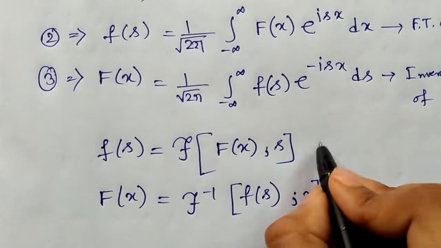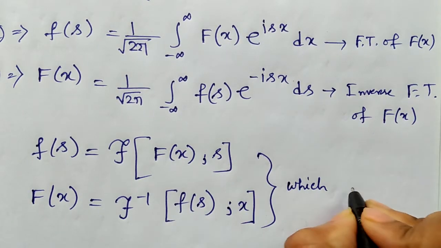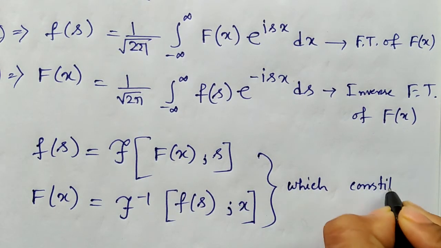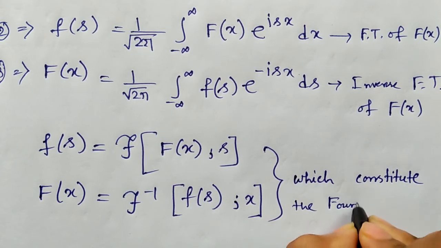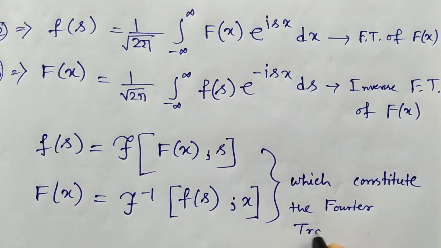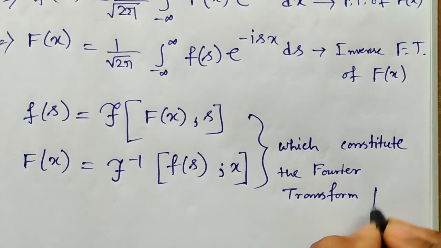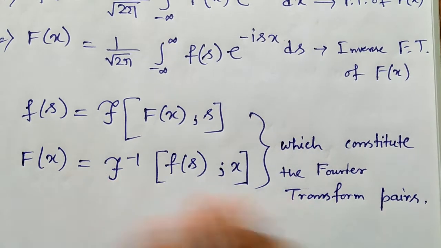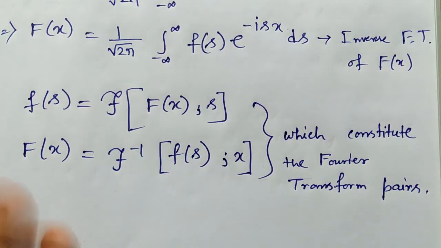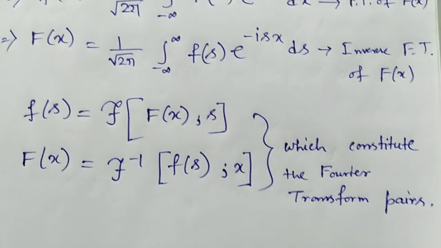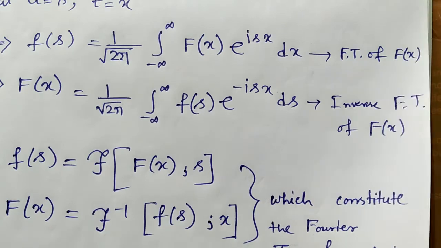So these two constitute the Fourier transform pairs. So we can construct the Fourier transform formula in this way. I will just mention another type which I have used to solve problems.